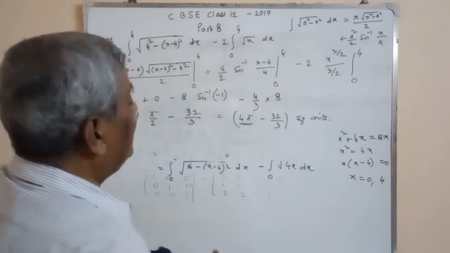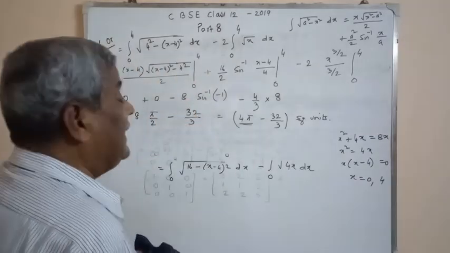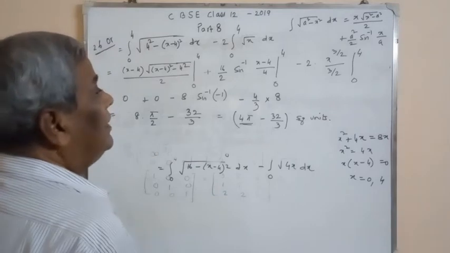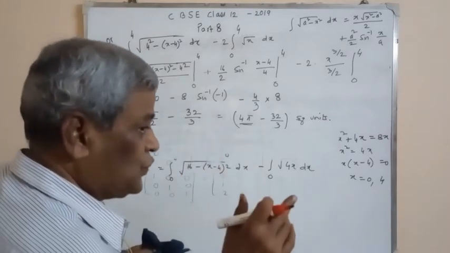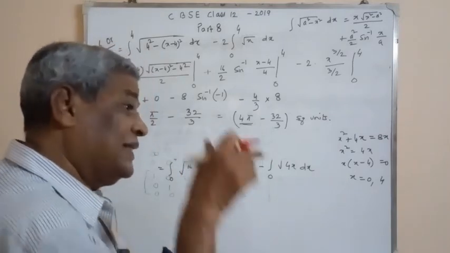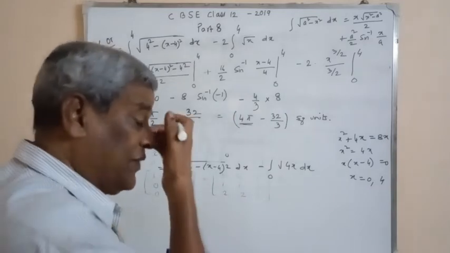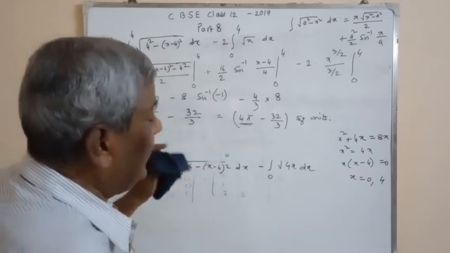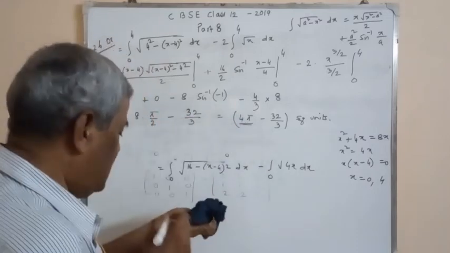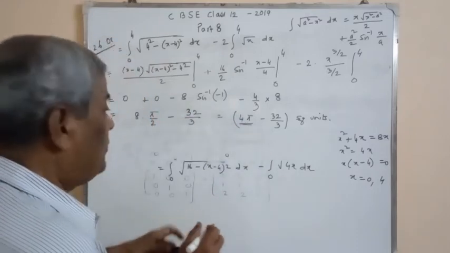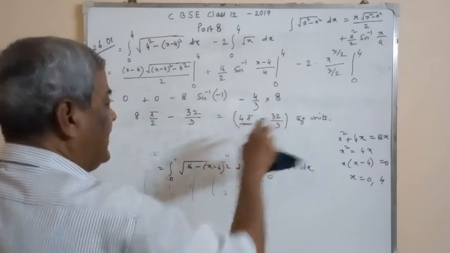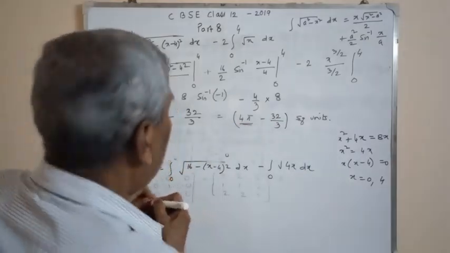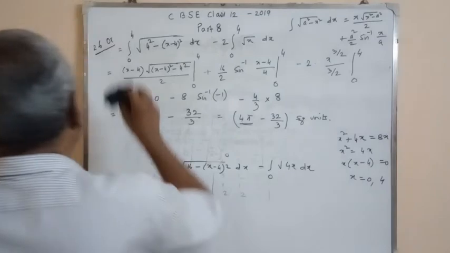And you see, from the figure, it is the area of the circle x square plus y square is equal to 8x in the first quadrant only. In the first quadrant it is a semicircle of that, whose area is actually this. So anyway, our answer is that. Next problem.